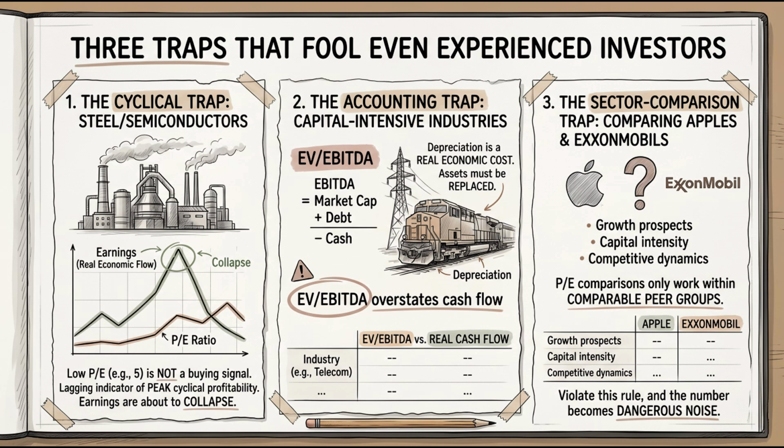Second, the accounting trap. EBITDA adds back depreciation, but for a railroad, depreciation is a real economic cost because assets must be replaced. Third, the sector comparison trap. Comparing Apple's ratio to ExxonMobil's is meaningless because their competitive dynamics differ entirely. Ratios only work within comparable peer groups. If you ignore these rules, the numbers on your screen become dangerous noise rather than useful information.